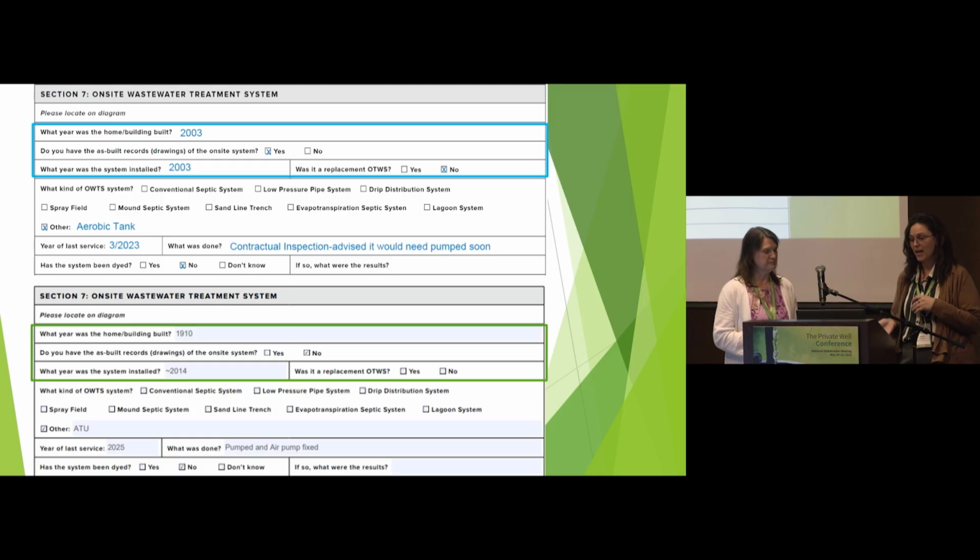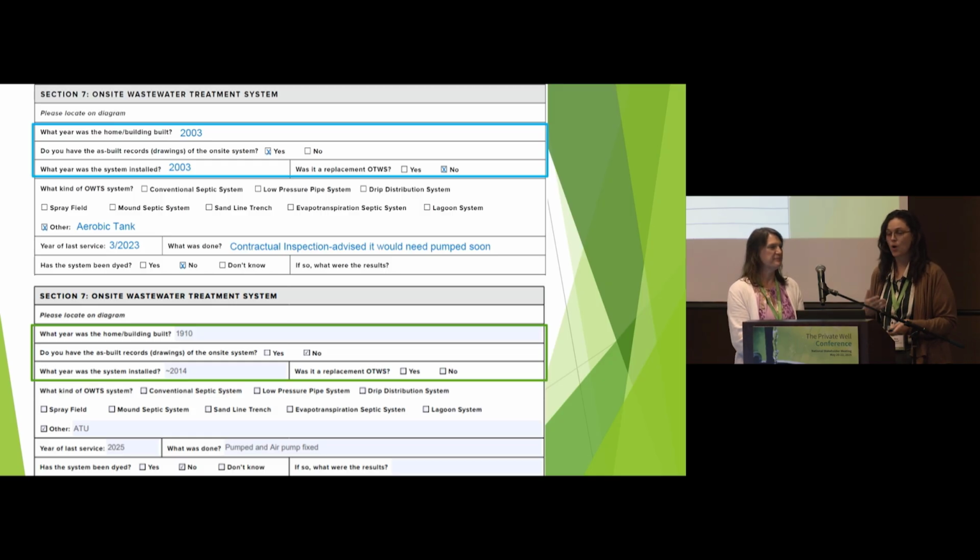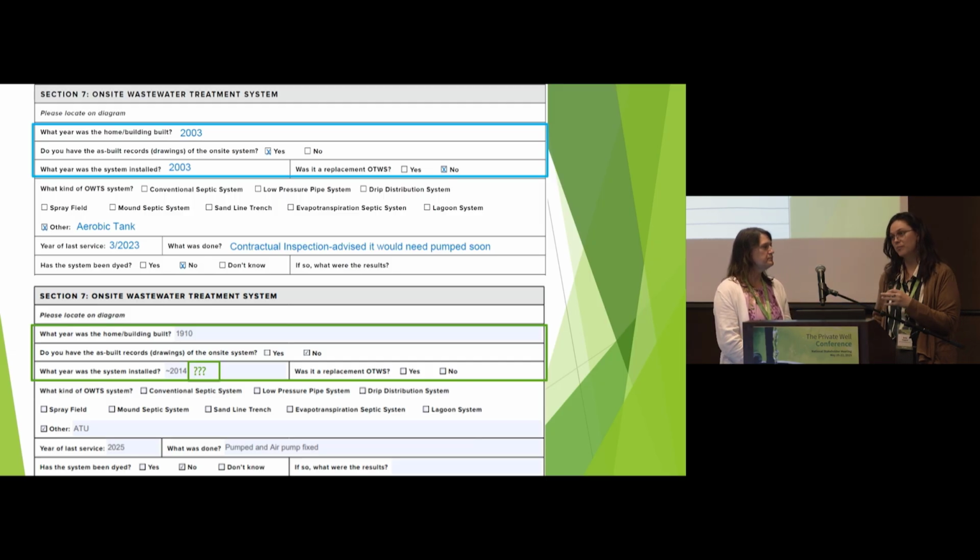Whereas for system B, the home was actually built around 1910. It's actually a historic schoolhouse. So since there were no plans, we don't know when this septic system was installed. We have estimated around 2014, but do we actually know that? We don't. We basically know that it could have been as late as 2014.